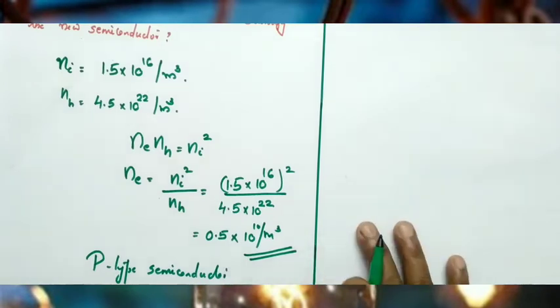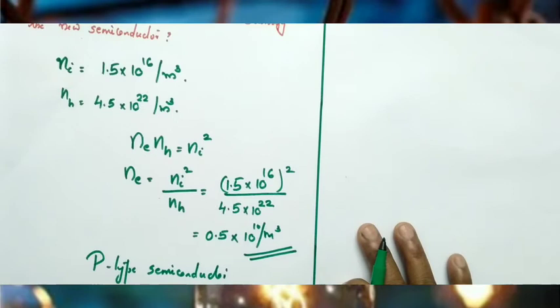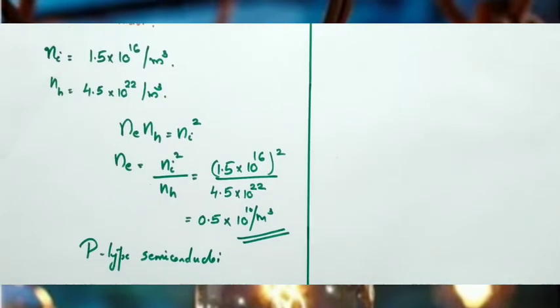Otherwise we can say, since it is doped with indium, and indium is a trivalent impurity, that also we can say that it is a p-type semiconductor. Clear, children?